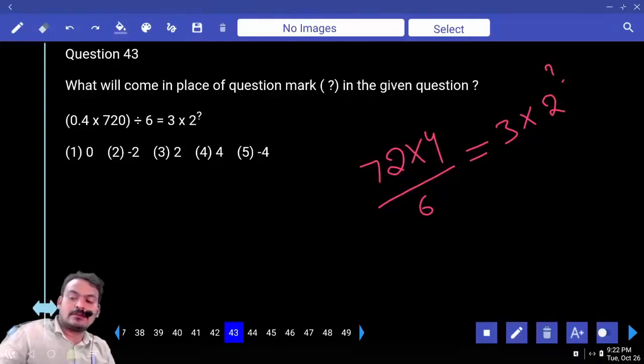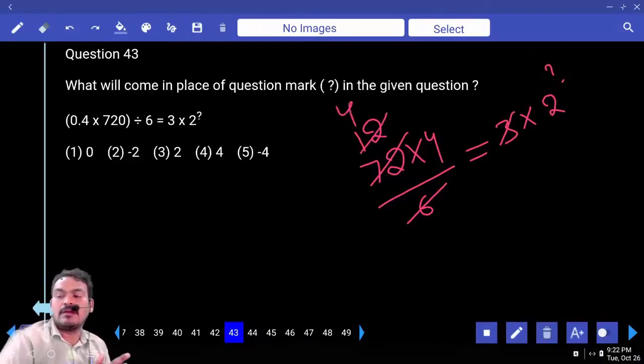Okay. First, 6 how many times? 72. 12 times, or not? 3 again how many times? 12. 4 times. It will be 4 square, or not? 4 square is nothing but 2 power 4. Then question mark is equal to 4, or not?